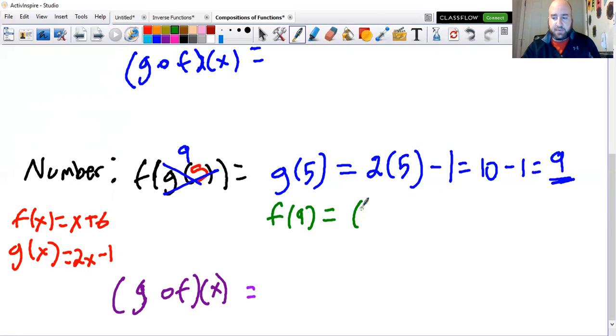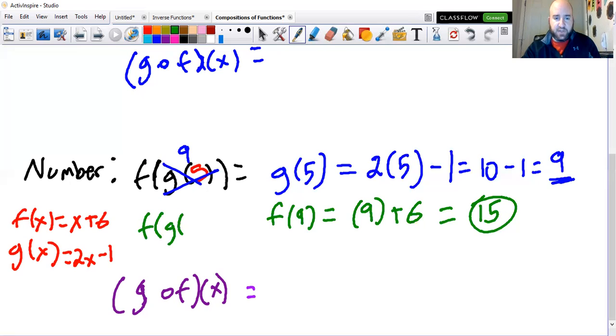For where the x is, I'm just going to put my 9 in parentheses plus 6. Even though this is in parentheses, there's nothing for me to do in the parentheses, no coefficient, no exponent. So essentially you're pretending they're not there. Basically I've got 9 plus 6, which is 15. It's my final answer. On a test, if I ask you what is f of g of 5, you still got to show your work on the worksheet. But on the test, if these are your two functions, your answer is 15.